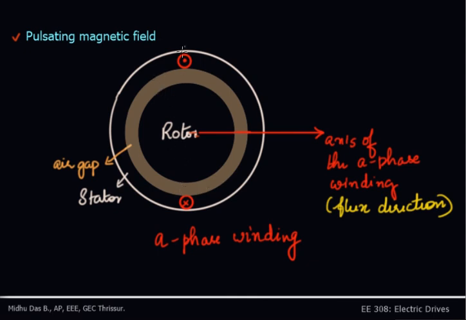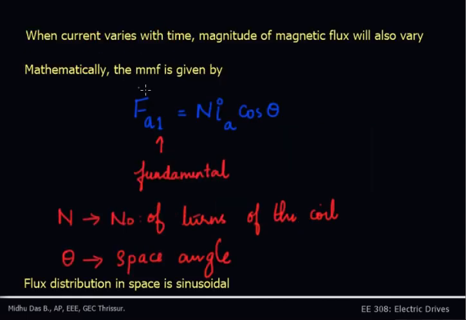So if you have a single phase winding here, just the A phase, this represents the axis of the A phase winding, or the flux direction when current is passed in this format. You can see a dot here and a cross here. If you apply the right hand thumb rule, you can see that the flux will be in this direction, isn't it? Now, when current varies with time, the magnitude of flux also will vary.